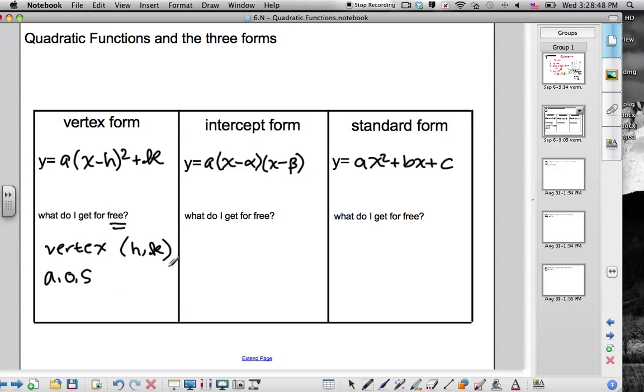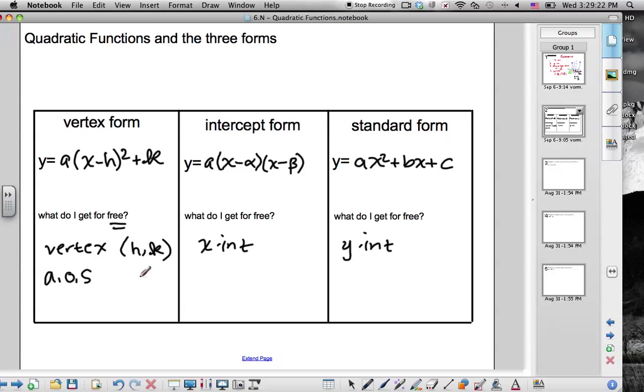Is there anything else that's really easy to get? Not really. In intercept form, it's easy to get your x-intercepts. Vertex, no. In standard form, the one thing that's easy to get is just your y-intercept. So we can switch between these 3 different forms, and they all give us different information very easily. But that doesn't mean that if you have the vertex form, for example, you can't find all 4.